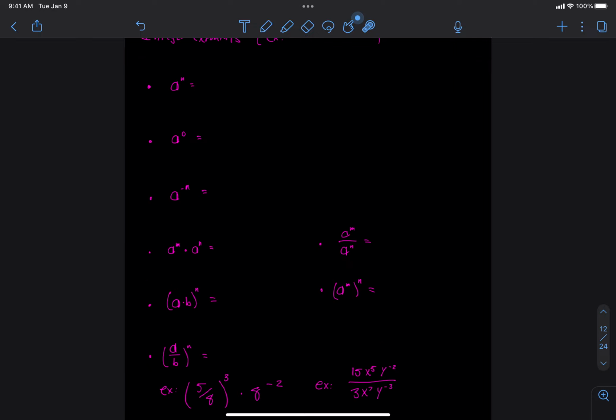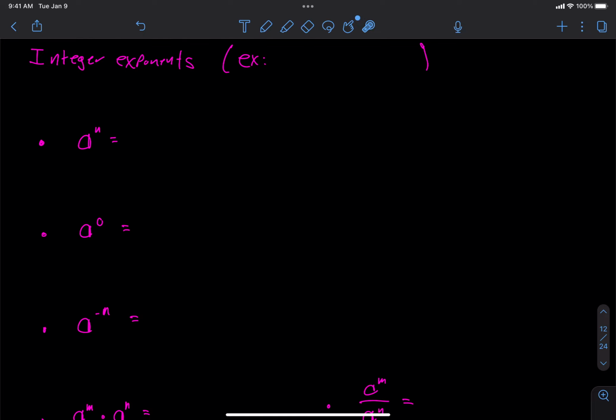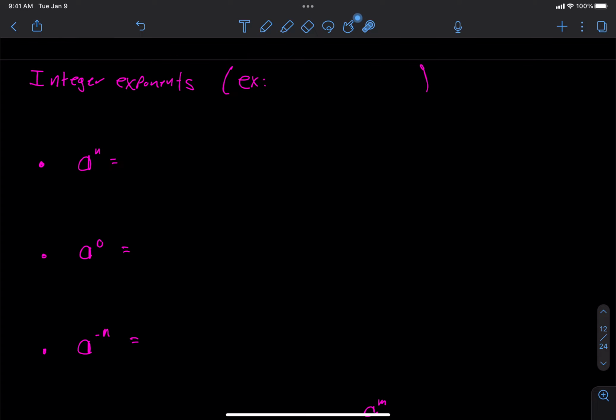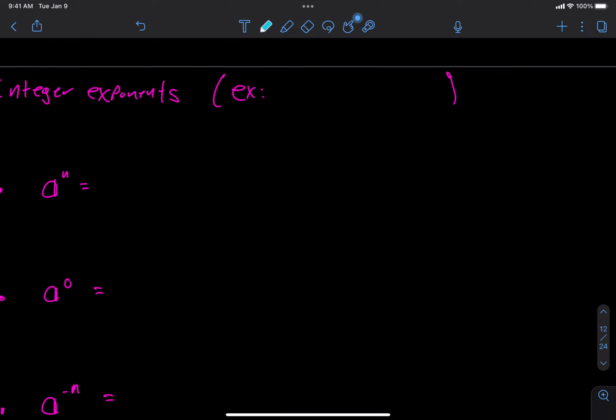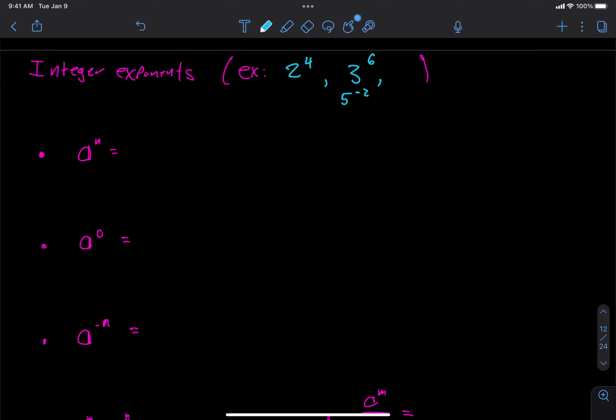Gotta kill my coffee. Okay, so integer exponents. So let's define what exponents are. I don't really know what I was thinking when I wrote this. It seemed like I was going to put something in here, but I don't know what. Maybe we'll put some examples of exponents. I don't know, 2 to the 4th, 3 to the 6th, stuff like that. But also, integer could be 0 or it could be negative, right? So we could also do something like 5 to the -2. Okay, so those are some examples of integer exponents.